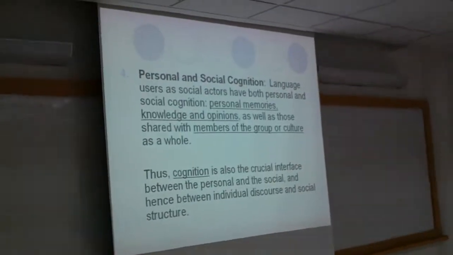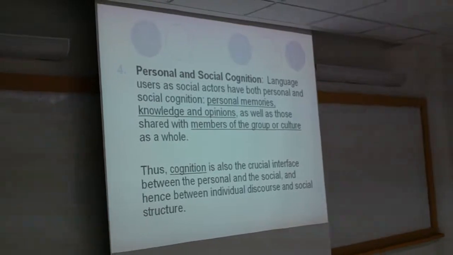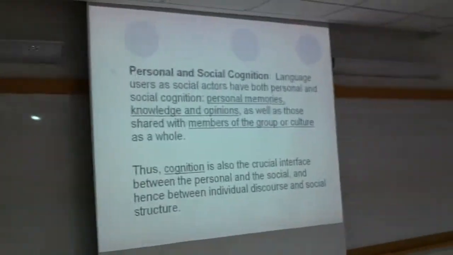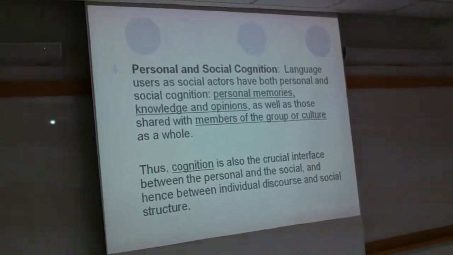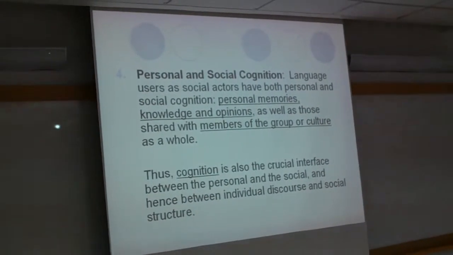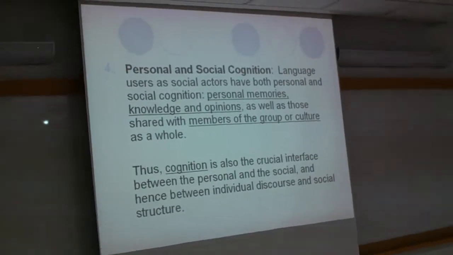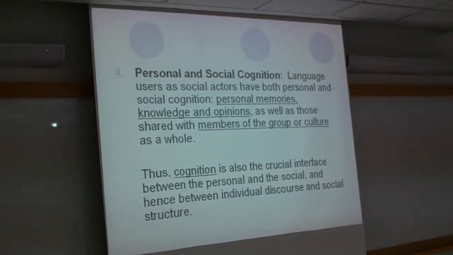And number 4, personal and social cognition. Let's think about the language user as a social actor. They have both personal and social cognition, based on personal memories, knowledge, and opinions. Those people can share these with members of the group or culture as a whole. Thus, cognition is also the crucial interface between the personal and the social.